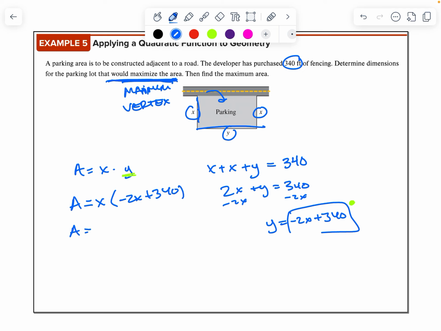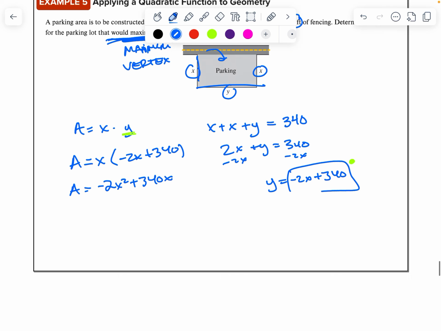If I want to maximize the area, that means I want to find the vertex of this, right? And so what I'm going to do to find the vertex is negative b over 2a. That would be negative 340 over 2 times negative 2. So this again is our x, right? That would be negative 340 over negative 4, which is 85. All right, we found our x. X is 85.